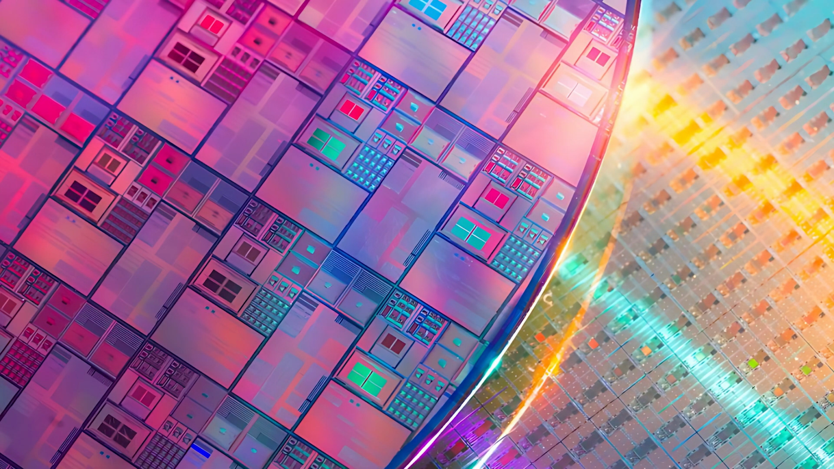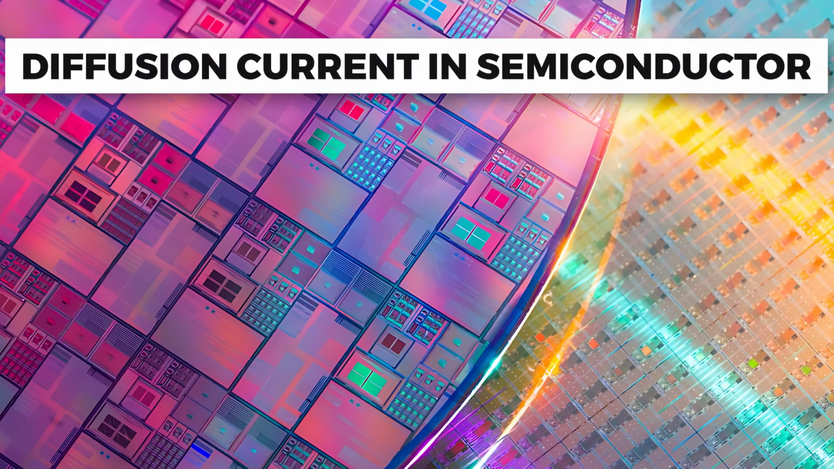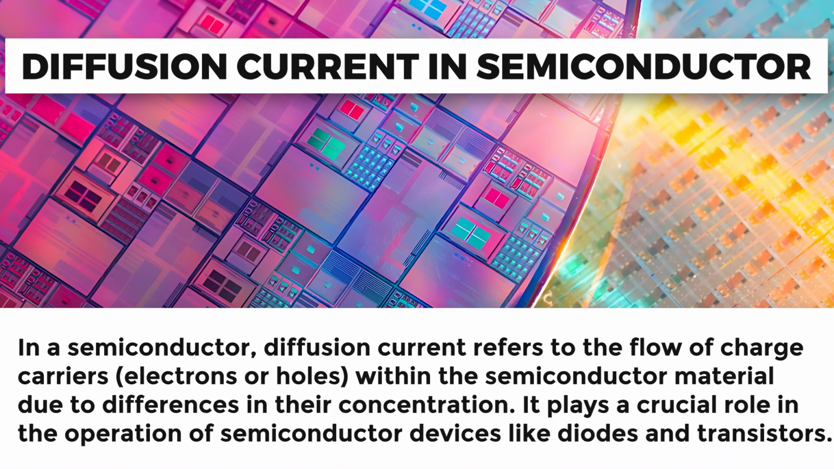Let's start a new topic, which is the diffusion current in a semiconductor. In this topic, we will discuss how diffusion current works in a p-n semiconductor. In a semiconductor, diffusion current refers to the flow of charge carriers. These charge carriers may be electrons or sometimes holes within a semiconductor material, due to differences in their concentration. It plays a very crucial role in the operation of semiconductor devices like diodes and transistors.